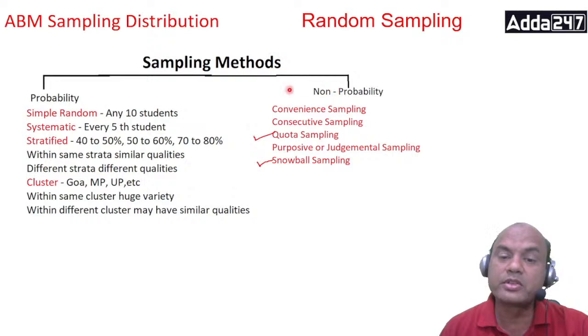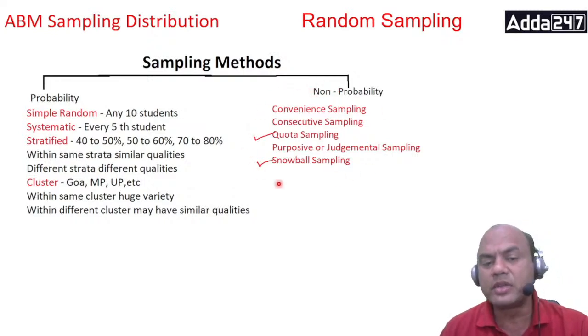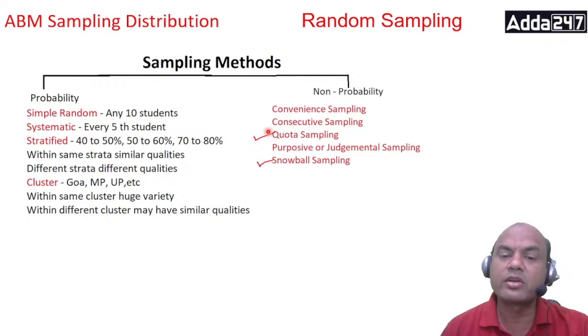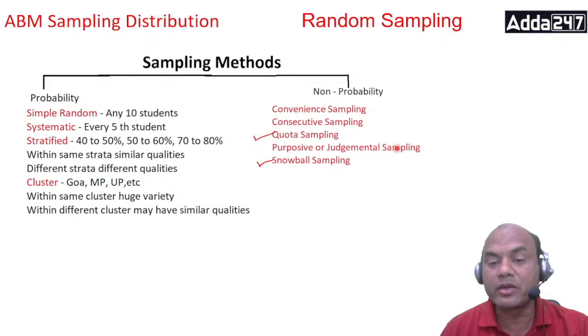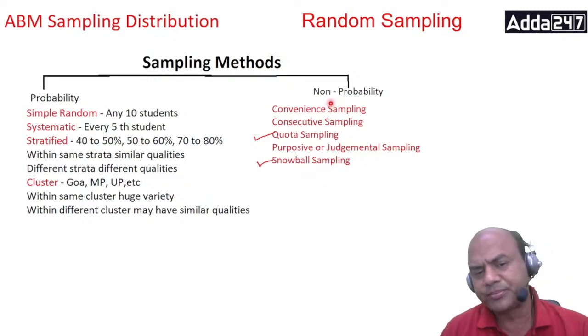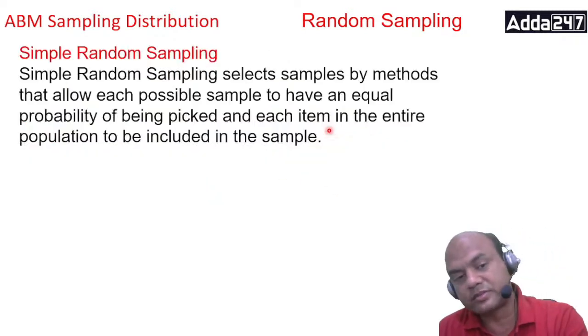Now, more about non-probability. I'll tell you later also, I have a separate slide on this. Convenience sampling, consecutive sampling, quota sampling, purposive sampling or judgmental, and snowball sampling. I'll give you a separate slide on this, and then we'll study each one.